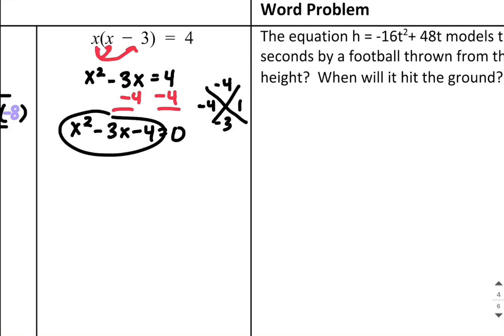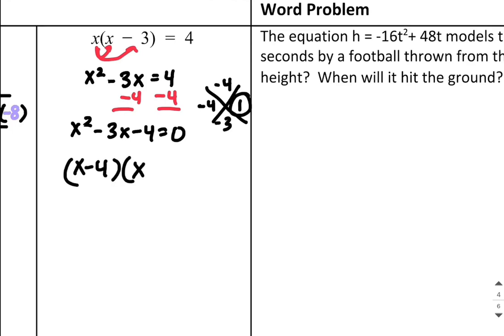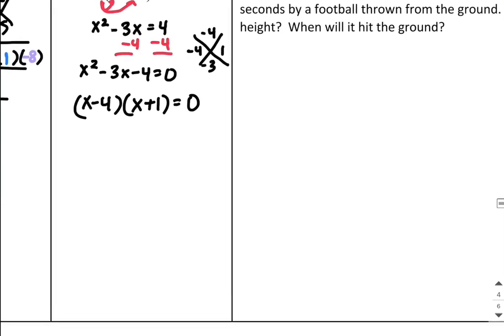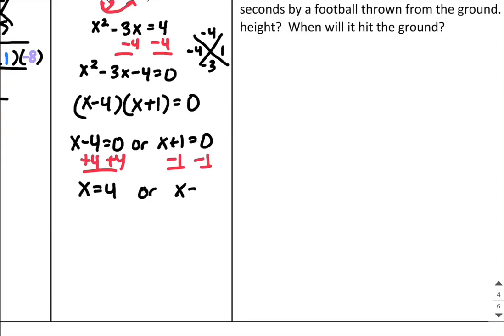So I can break this down into x minus 4 times x plus 1, and that's equal to 0. Now I know that one of these two things has to be equal to 0 for this product to be 0. So I have x minus 4 is equal to 0, or x plus 1 is equal to 0, and then I solve these. So plus 4 on both sides here, minus 1 on both sides here, and I get x is equal to 4, or x is equal to -1, and these are my answers.